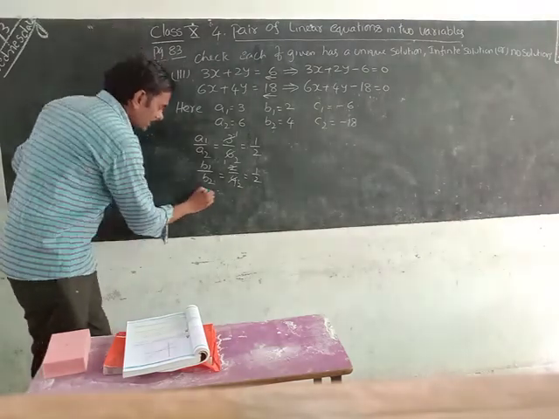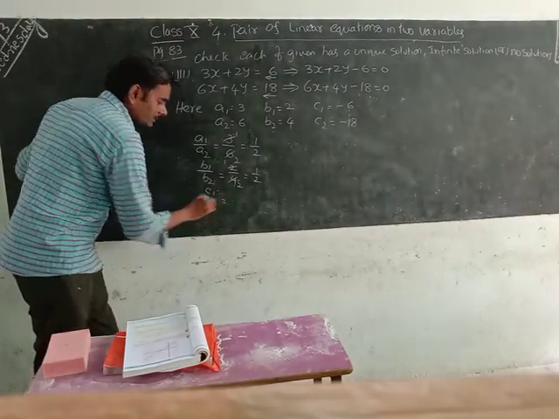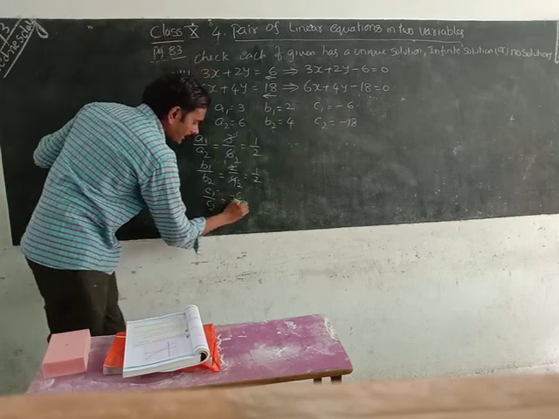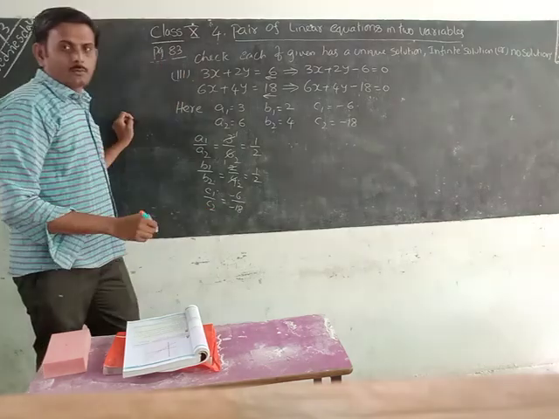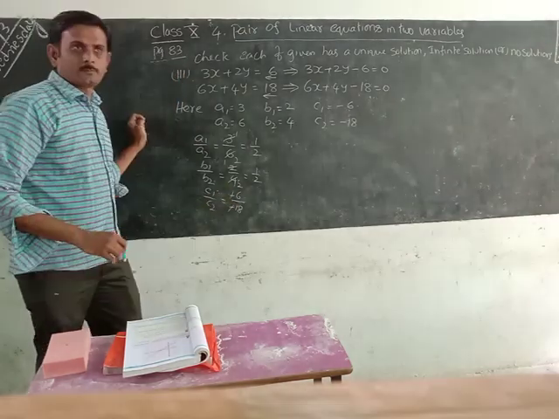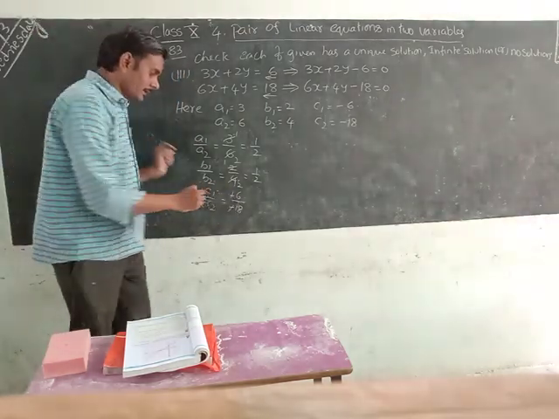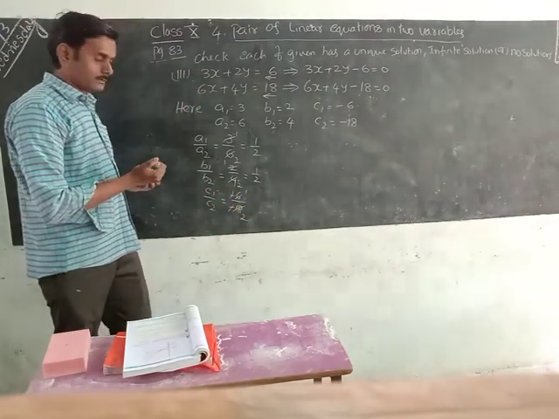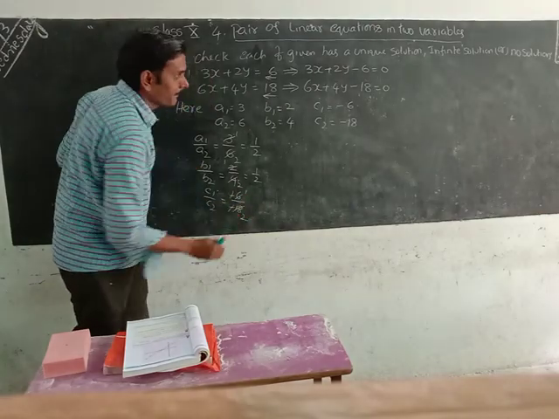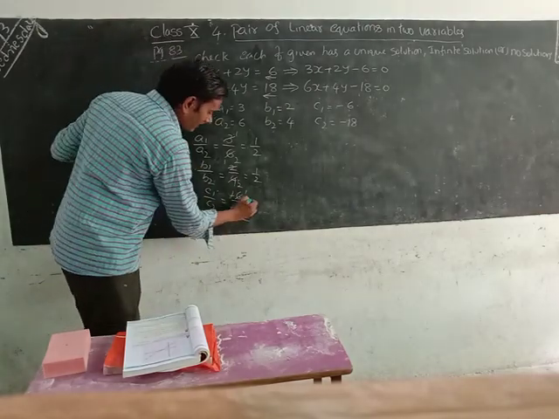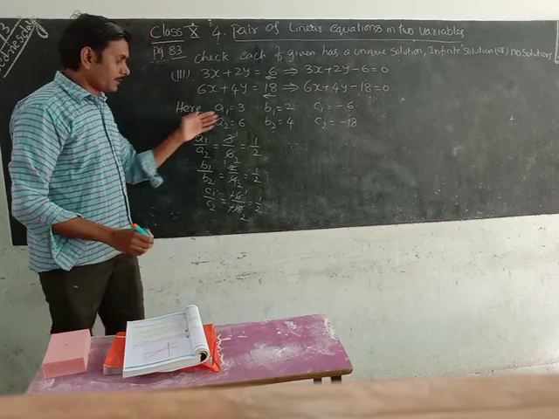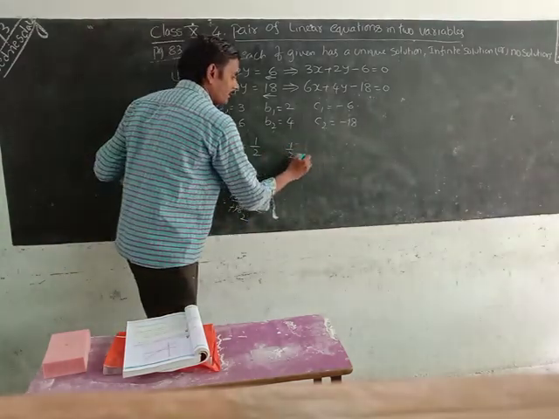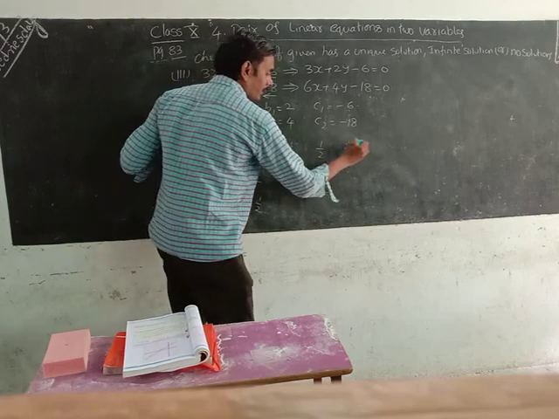Okay, next C1 by C2. How much is it here? Minus 6 by minus 18. Minus minus we cancel here. 6 ones are 6, 6 threes are 18. Then it will be 1 by 3. If you compare the three ratios, what are the three ratios we are getting here? 1 by 2, 1 by 2, 1 by 3.